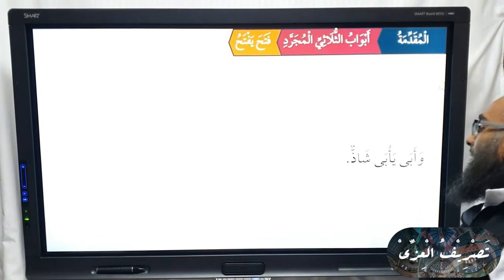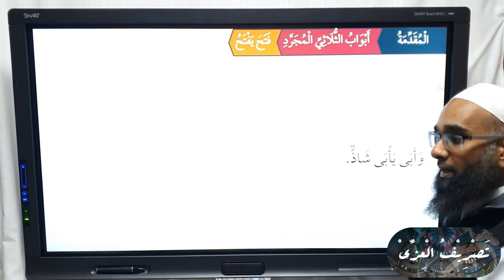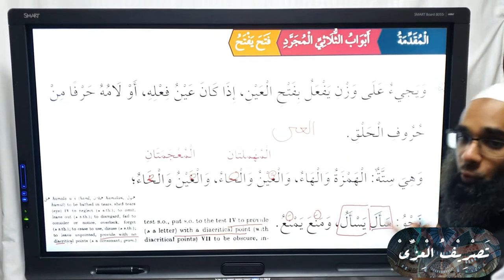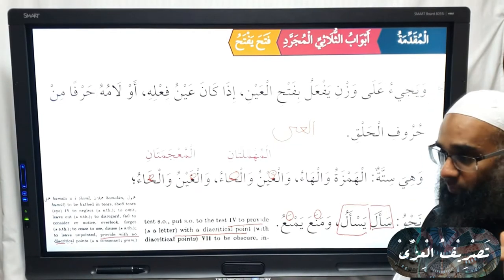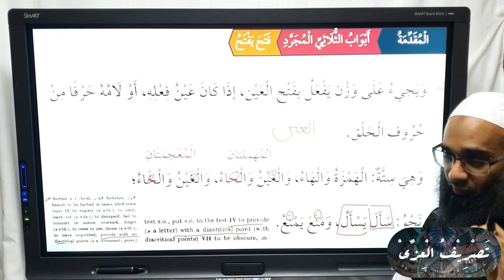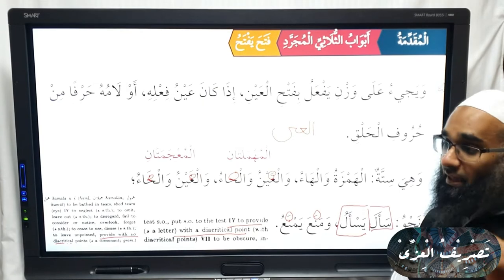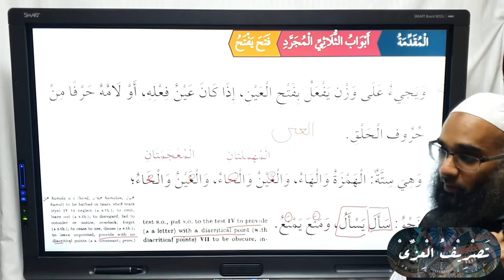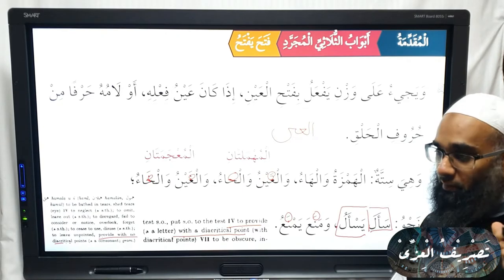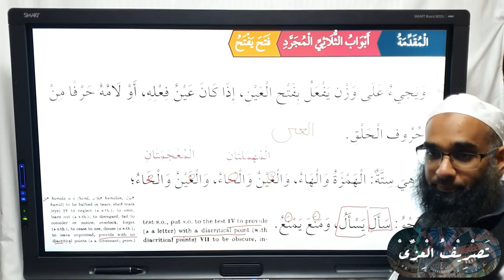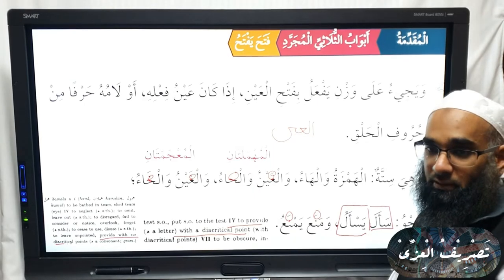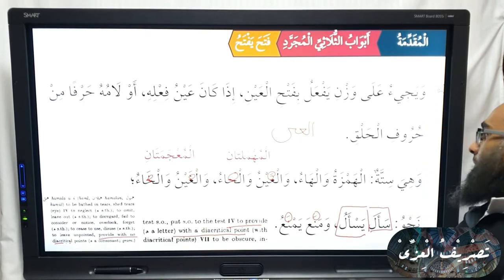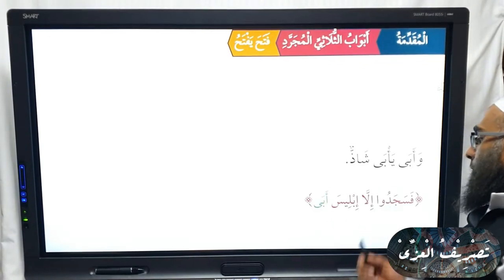Wa'aba ya'ba shadun. What do you say here? You only get bab fataha yaftahu. Which condition? Is the ayn kalima or the lam kalima a harful halq? Now if you look at the word aba ya'ba, what comes in the Quran?